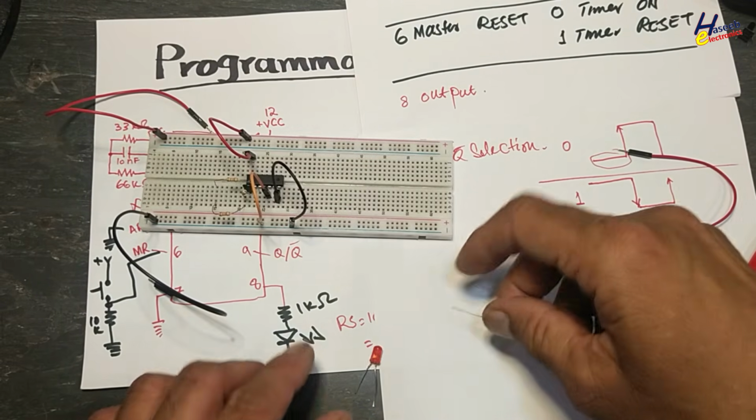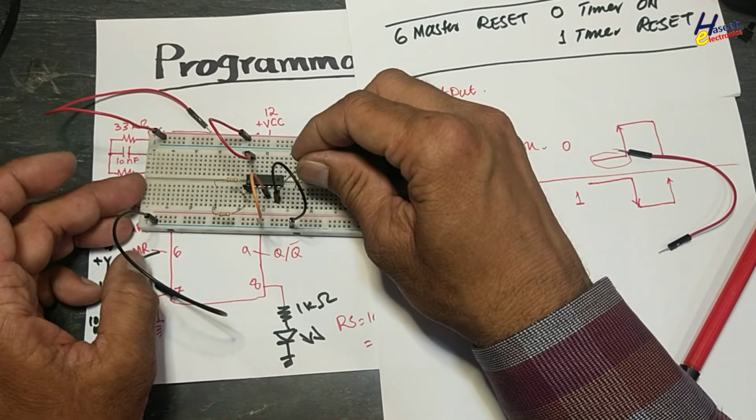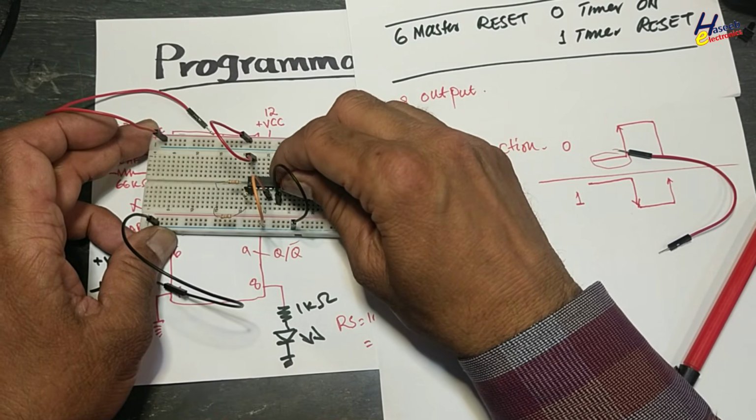Let's connect this LED that we discussed here. LED low side, cathode side, to ground.